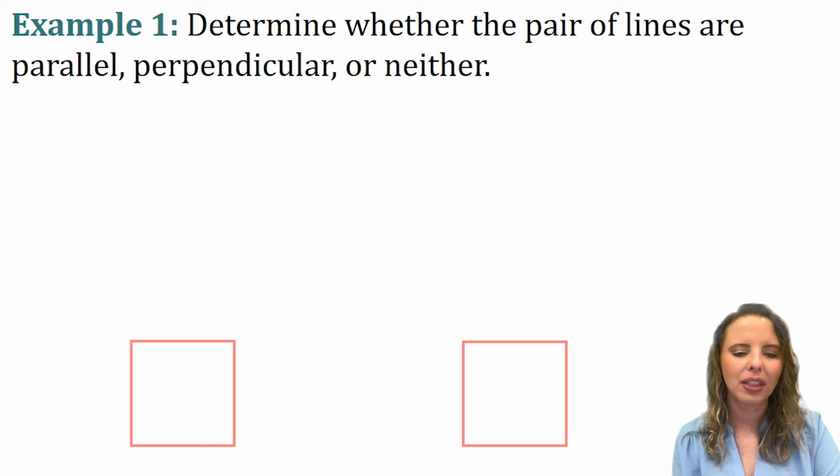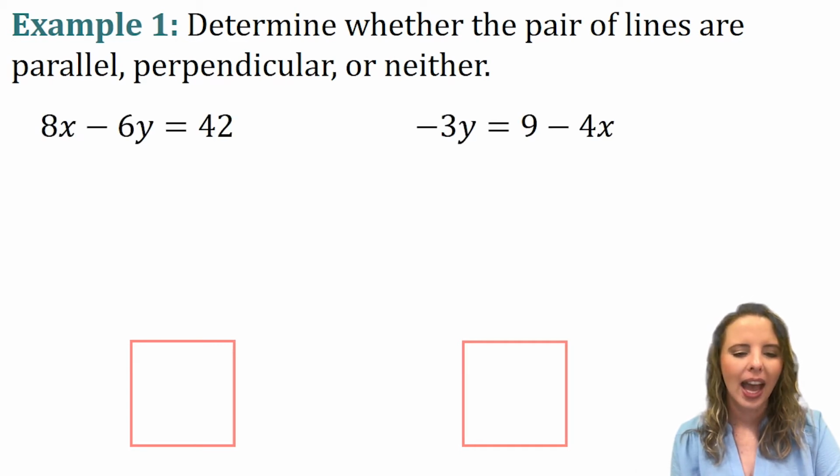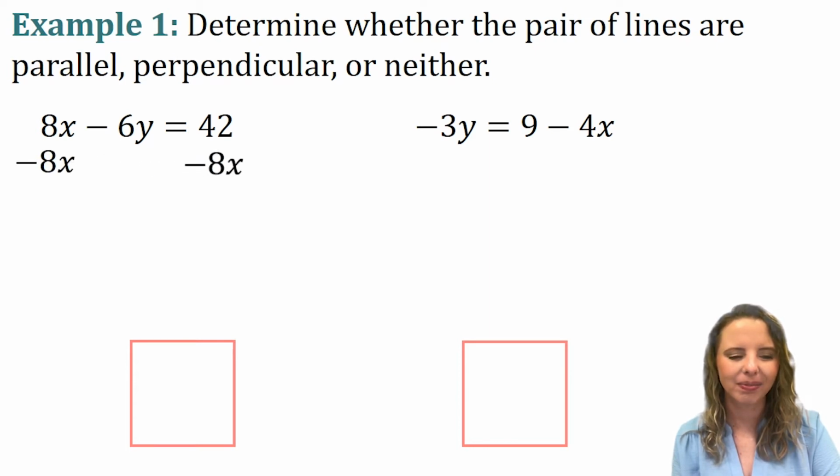All right, so we're going to determine if the pair of lines are parallel, perpendicular, or neither. We have two equations. Our first equation is 8x minus 6y equals 42. To determine the slope of an equation, we must get it in slope-intercept form, which was our previous video. We need to subtract 8x from both sides. That's going to leave us with -6y equals -8x plus 42.